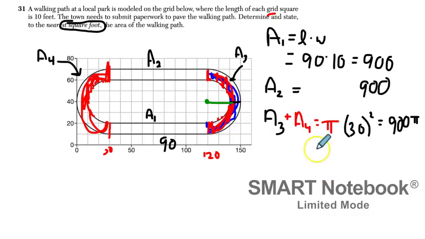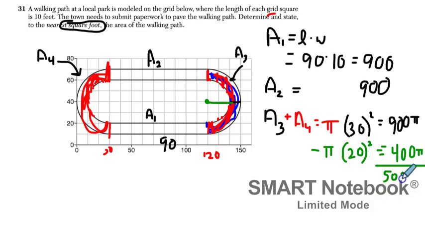So since I'm cutting that out, it's like I'm taking area away. So I'm going to take that 900 pi and subtract the area of the circle I cut out, which has a radius of 20, so I'm subtracting out pi times 20 squared square feet, which is 400 pi square feet. So the area I'm left with is 900 pi minus 400 pi, which is 500 pi. And that's the area of this part together with this part. So those together have an area combined of 500 pi.